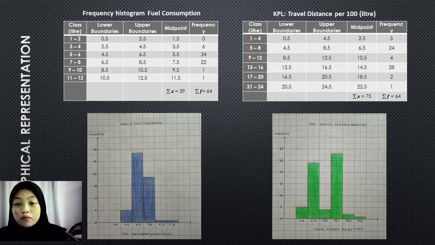Hi, my name is Siti Humaira Husna binti Isnin, A20A1958, and I'm going to present about graphical representation, where it has two types of graph, which are histogram and ogive.